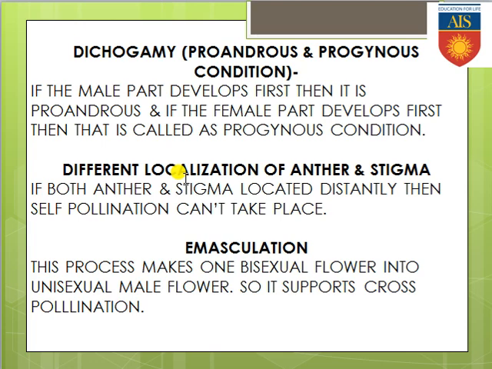That flower is bound to perform cross-pollination, and obviously it has to wait for another flower. Different localization of anther and stigma is another very important thing. If the anther and stigma are not present close together but are located distantly in the same flower, then even if the flower wants to perform self-pollination, it is not possible, because of the distant location of the anther and stigma. So obviously they have to go for cross-pollination without any other way.